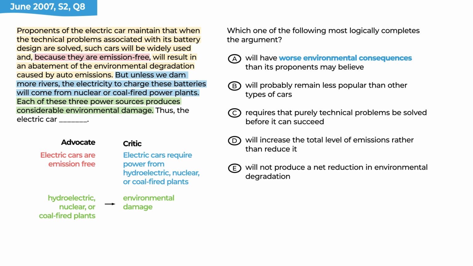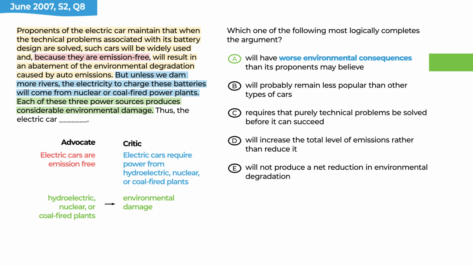So we know that there is going to be some savings. We know that there's going to be some costs. We don't know which one is greater. And A is saying that the benefits won't be as great as the proponents of the electric car may believe. This looks okay. So I might hold on to answer choice A and see what else we get.